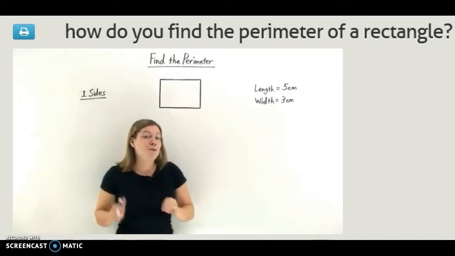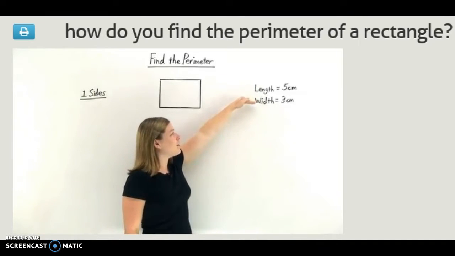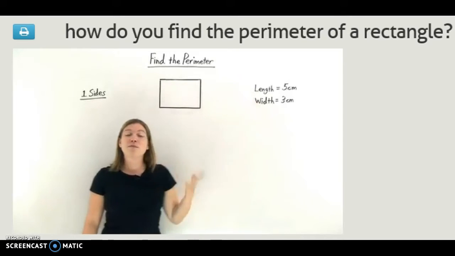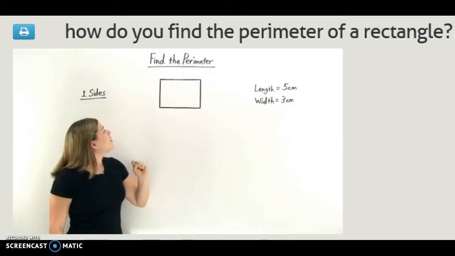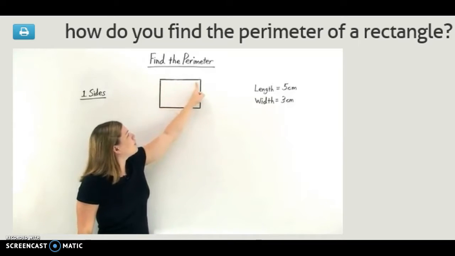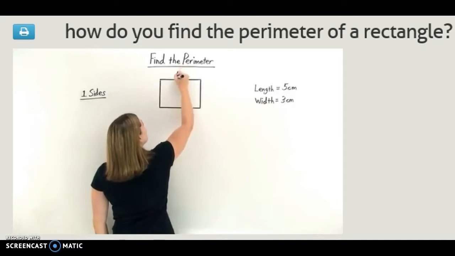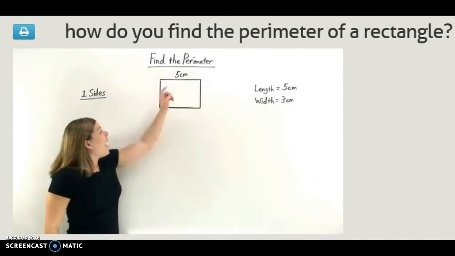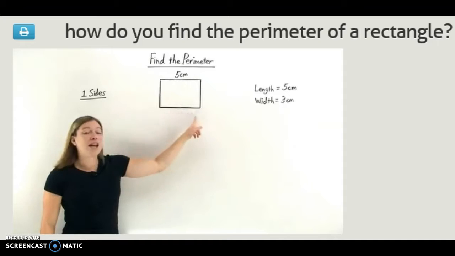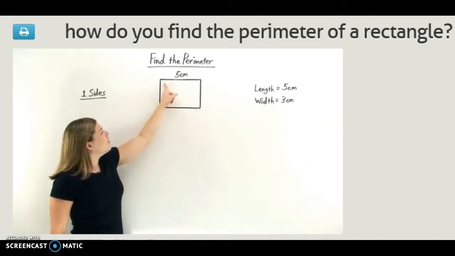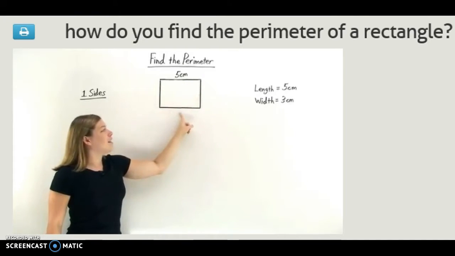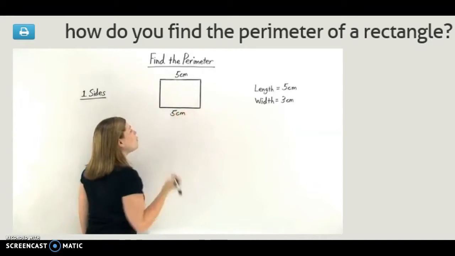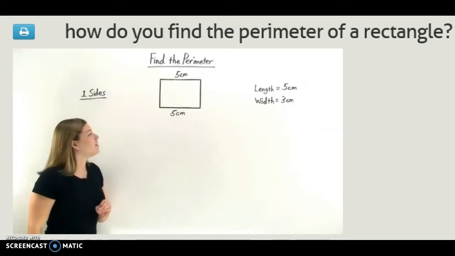Well, we've been told we have a rectangle that has a length of 5 centimeters and a width of 3 centimeters. The length of a rectangle is the measurement of the long side. Here we can see we have the long side of the rectangle. So we label that as 5 centimeters. But a rectangle has opposite sides that are equal to one another. So, if this length is 5 centimeters, this length also measures 5 centimeters. In a rectangle, those opposite sides have the same measurement.